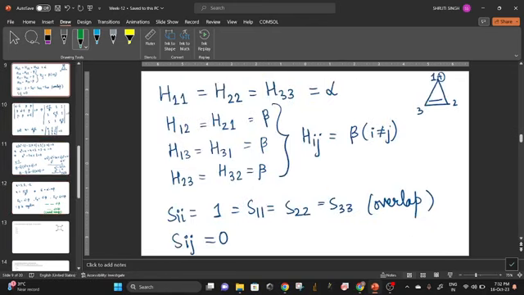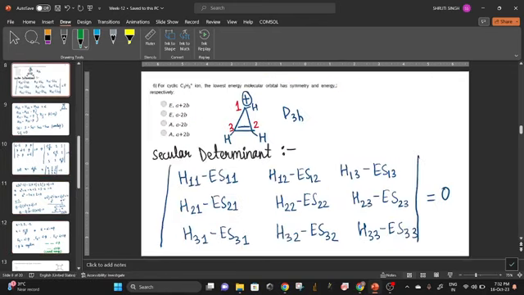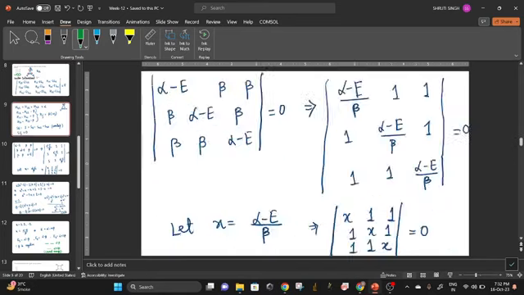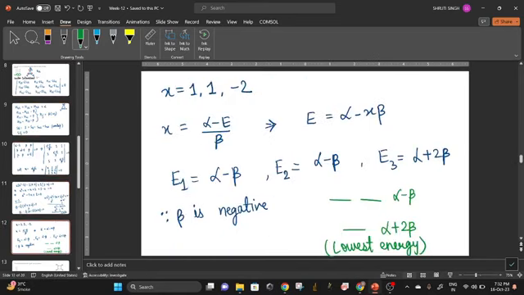So the answer to this question is alpha plus 2 beta, and A. Now how did we get the symmetry? Symmetry is found by using the projection operators, that we did in class. I'll show you again.